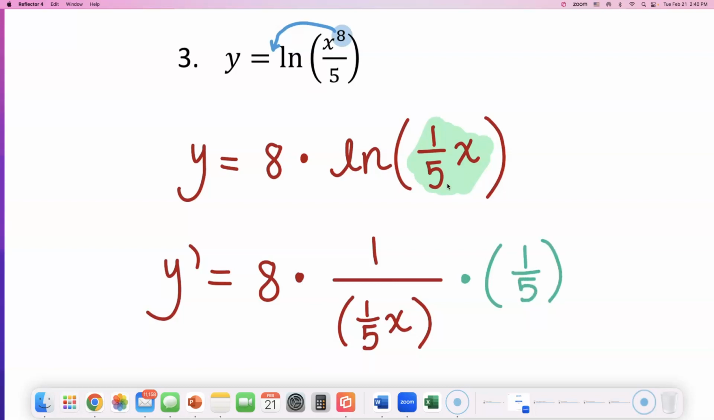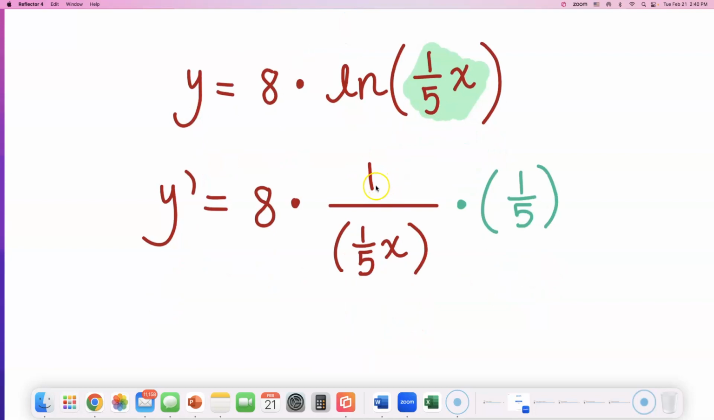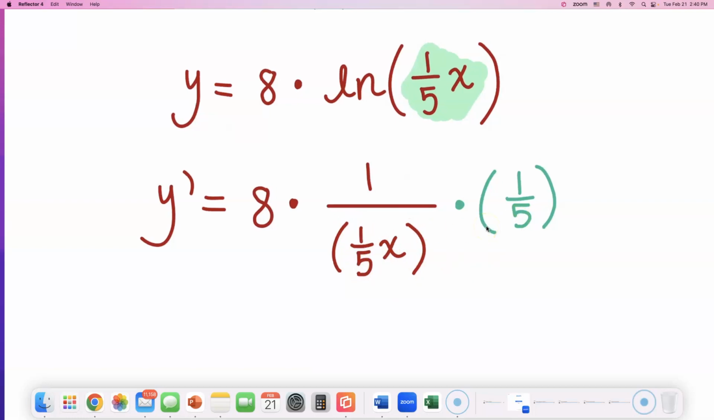Now, guys, I was getting a little concerned about this ugly 1 over 5x. But hey, look, it's perfect. This 1 over 5 over here and that 1 over 5 over there, they're going to cancel out. Because the first 1 over 5 I was dividing by, and the next 1 over 5 I'm multiplying by. So dividing by, multiplying by, they're opposite. They cancel out.